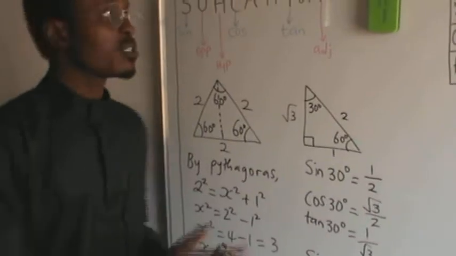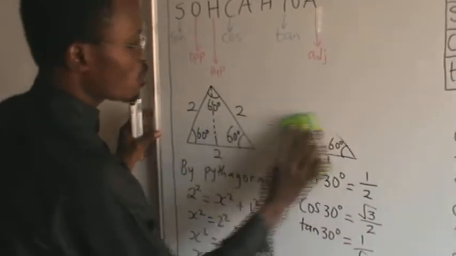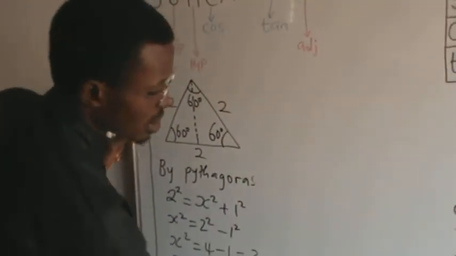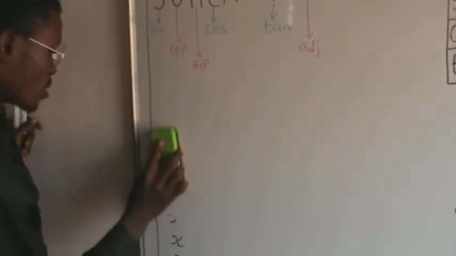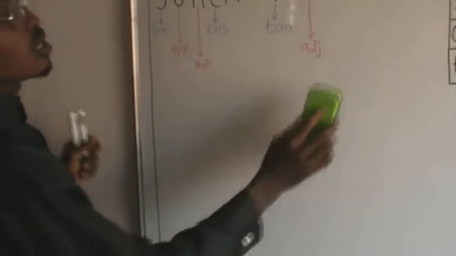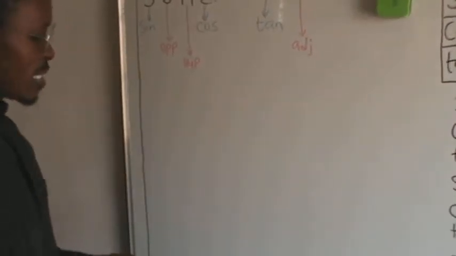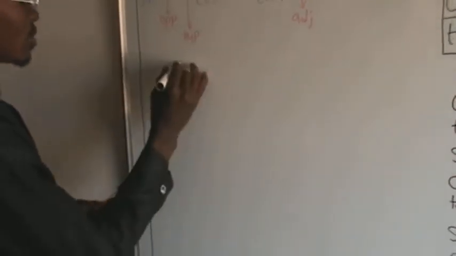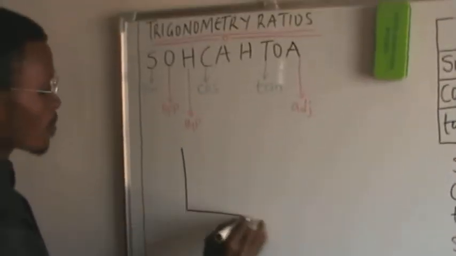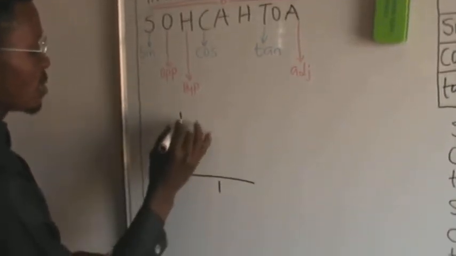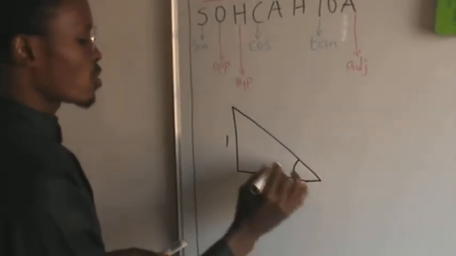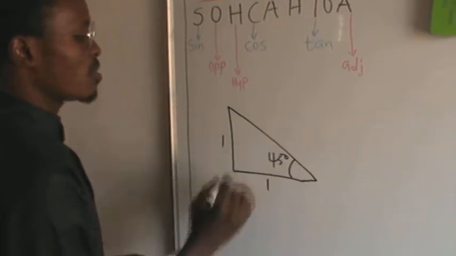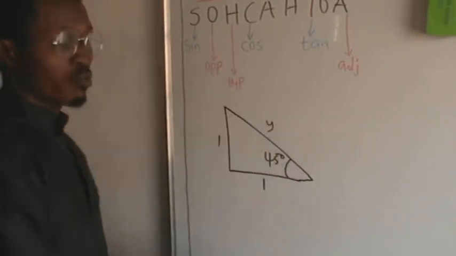Now we'll go to 45 degrees. For 45 degrees, we are going to make use of what? The isosceles triangle. And for an isosceles triangle, one of the properties we know about it is what? 2 of its sides are equal. Alright? Let us consider this: 1, 1. Then we have this, right? Here to be 45 degrees. And here is not given, so we'll make it what?